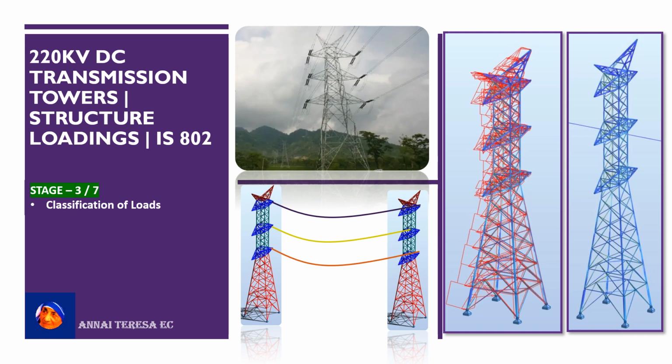This is stage 3 of 7 for 220 kV transmission line double circuit tower structure loadings using Indian standard IS 802. Before watching this video, we request you to watch our previous videos of stage 1 and 2, which talk about the wind load calculation and the general input required for 220 kV transmission line tower for Indian standard IS 802.